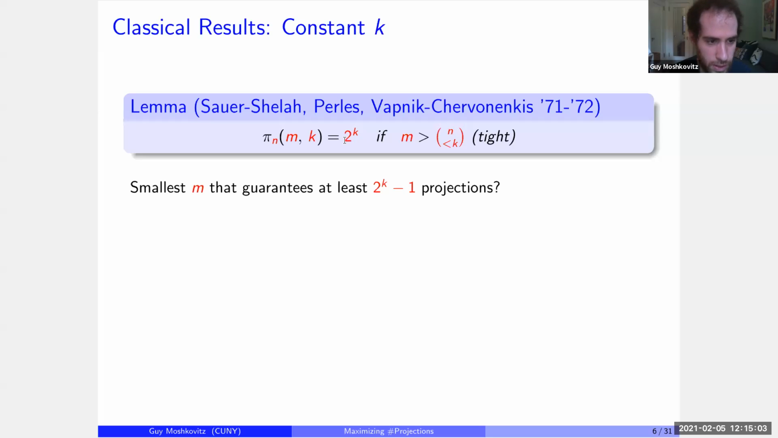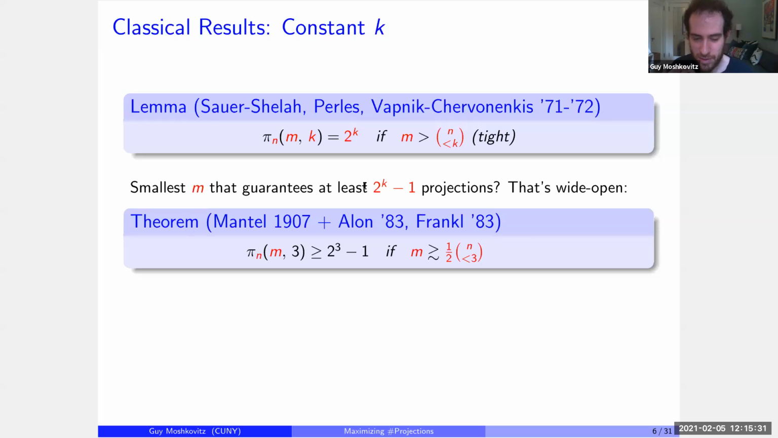Tons of applications, very important. But then you might ask, okay, this question is completely settled. The question of when do we get full projection? When do we get 2 to the k projections? What if we just want to ask what m guarantees 2 to the k, say minus 1 projections? Okay, mild alteration of the question. Well, this is already a wide open question. So let me try to convince you of that.